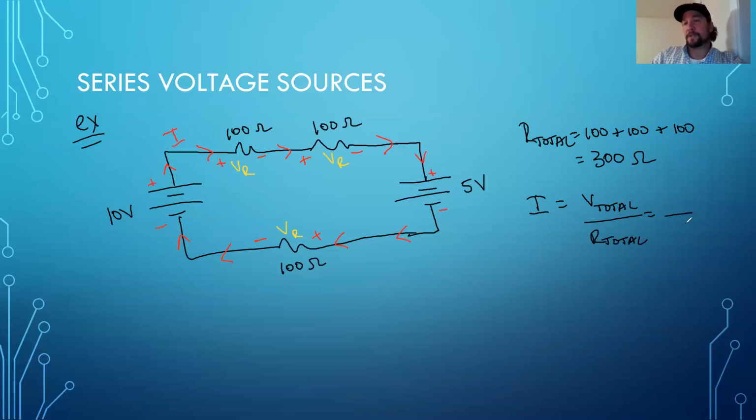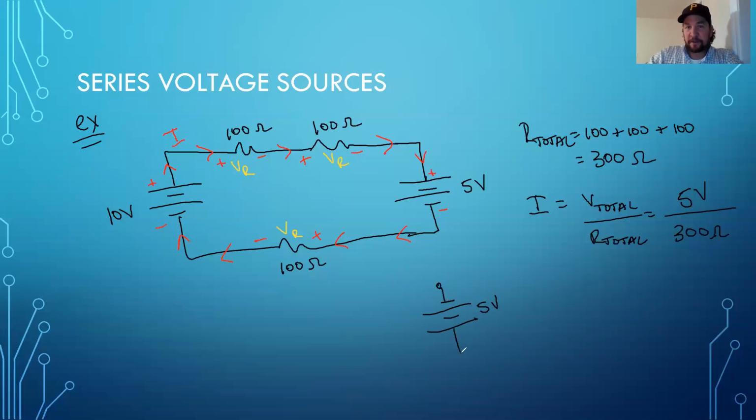V total is the slightly trickier one, because the 5-volt source is opposite to my 10-volt source. So it's not like the previous one where all the 1.5s added up. It's opposite, so it's actually going to take away 5 volts from the 10 volts. So my V total ends up 5 volts instead of 15 because of the direction of this source. If it was flipped the other way, then V total would be 15.